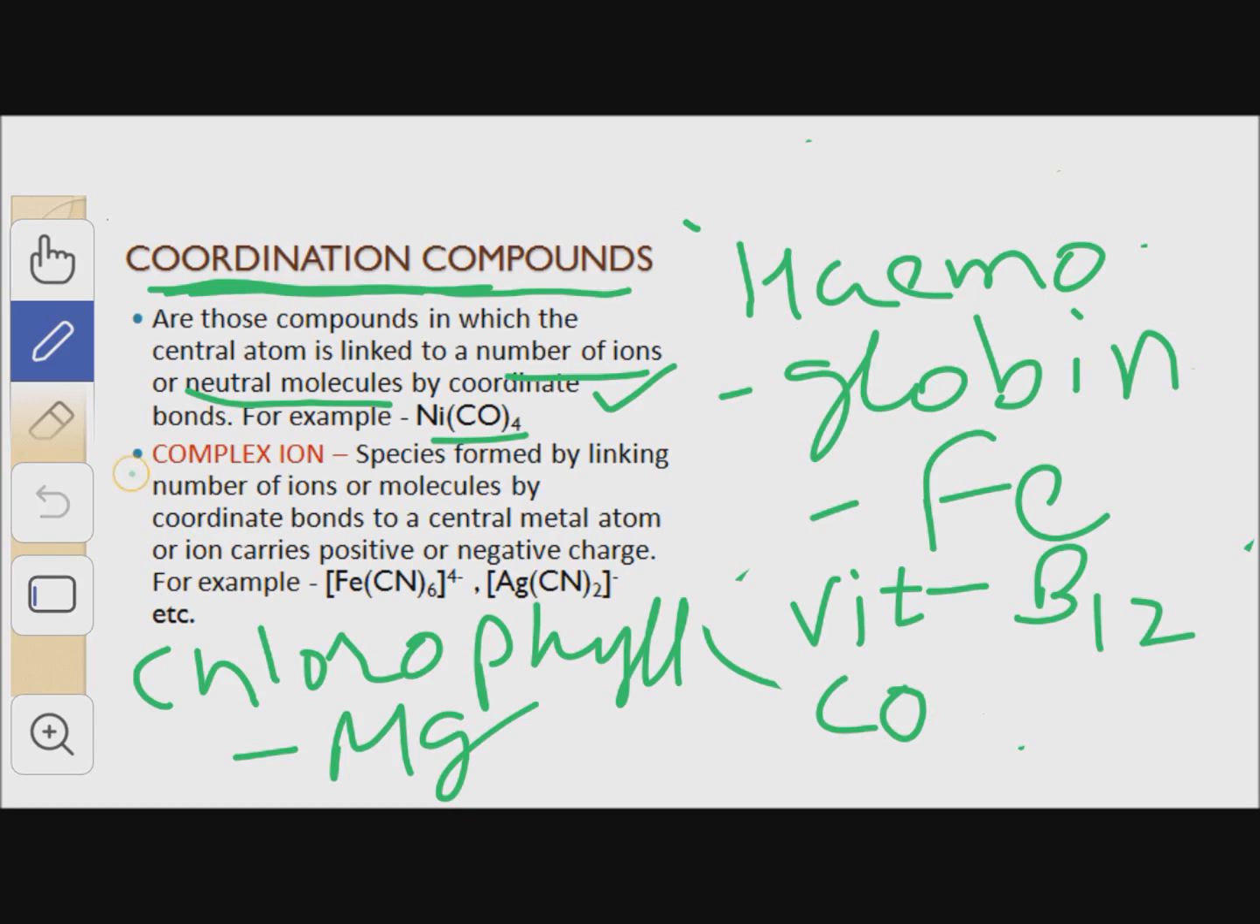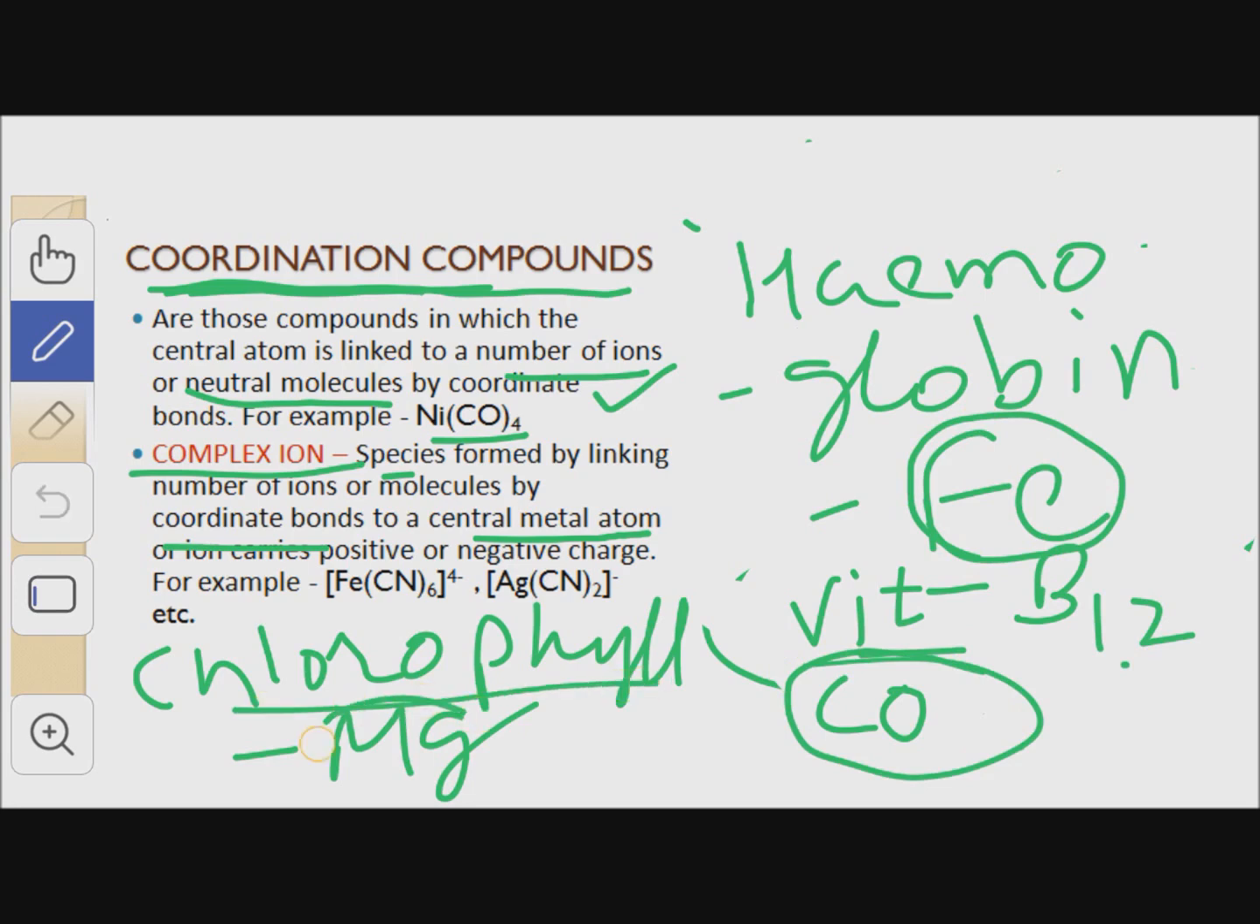Next is the complex ion. A complex ion is the species which is formed by linking a number of ions or molecules by coordinate bonds to a central metal atom. Here, in the case of hemoglobin, iron is the central metal atom. In vitamin B12, cobalt is the central metal atom. In chlorophyll, magnesium is the central metal atom. The ion carries a positive or negative charge.